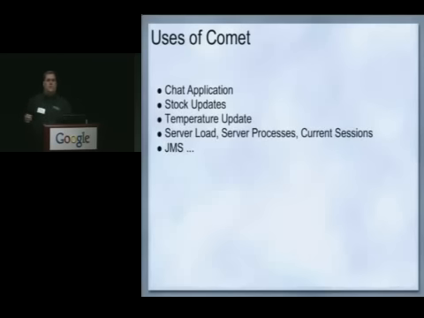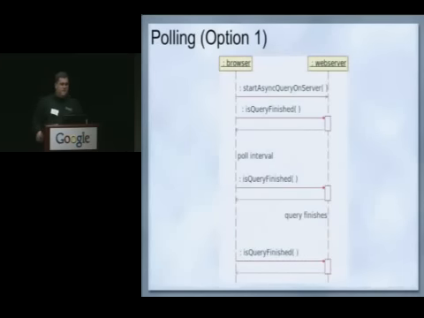So be it a chat application, right? You never know when someone's going to chat, but you're going to want to broadcast that out from the server to the clients. Stock updates, any kind of sensor data, doing server load, things like that. That's all really where Comet is strong.